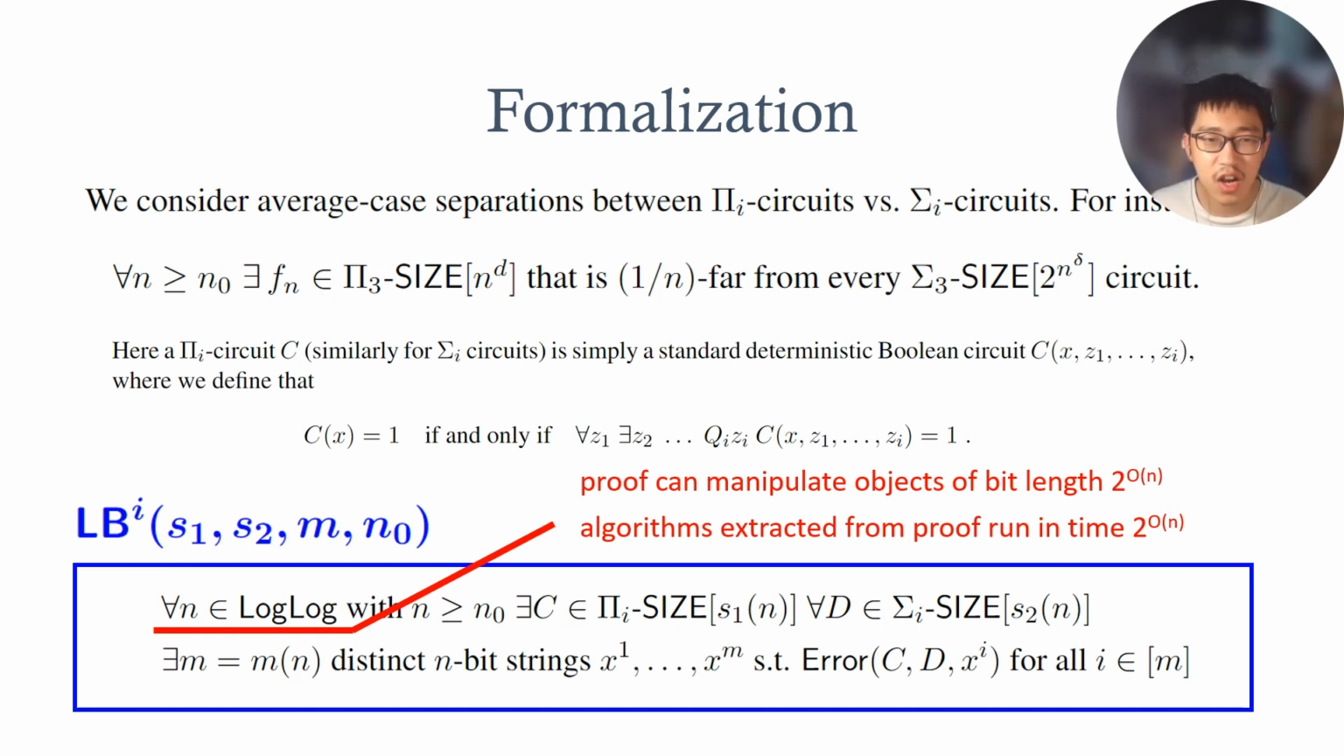Here, n in log n means that the proof can manipulate objects of bit length 2 to the n, which gives more power to the proof. This is a good thing because it means the unprovability result is stronger. And this is also done in Pich and Santhanam's results.